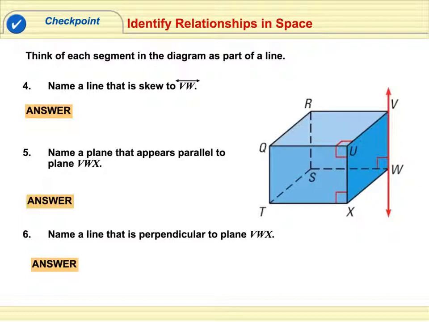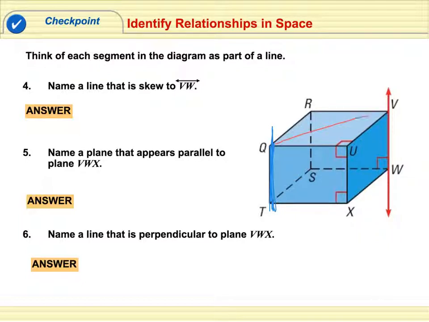And here is another checkpoint that I'm going to walk you through. Think of each segment in the diagram as part of a line. Name a line that's skew to VW. VW is right here on the side in red. And if we want to find a line that's skew to it, it cannot be on the same plane. So let's see. I can pick this line here. They're not on the same plane, are they?